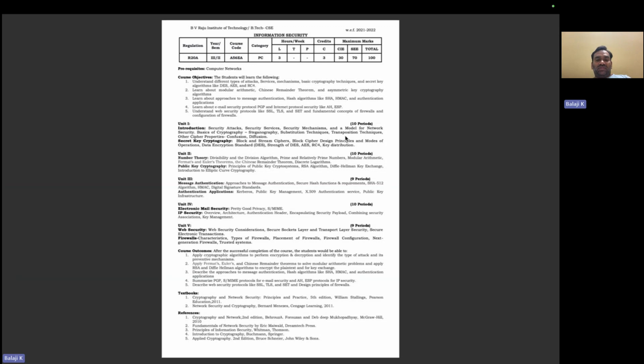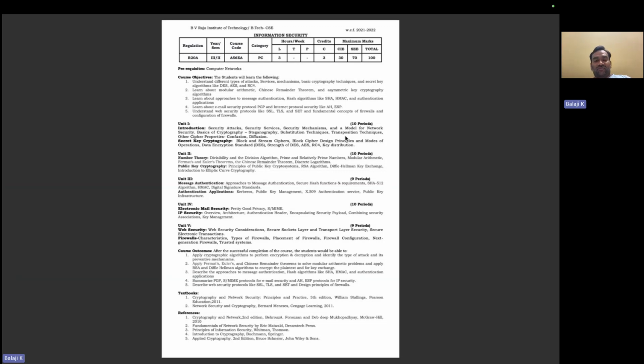Then we'll move to unit 3. In unit 3 we are going to discuss some more important and more advanced topics related to security. It is nothing but secure hash functions, message authentication models, and digital signatures. The second part consists of applications of authentication like Kerberos and X.509. These things we will discuss in unit 3.